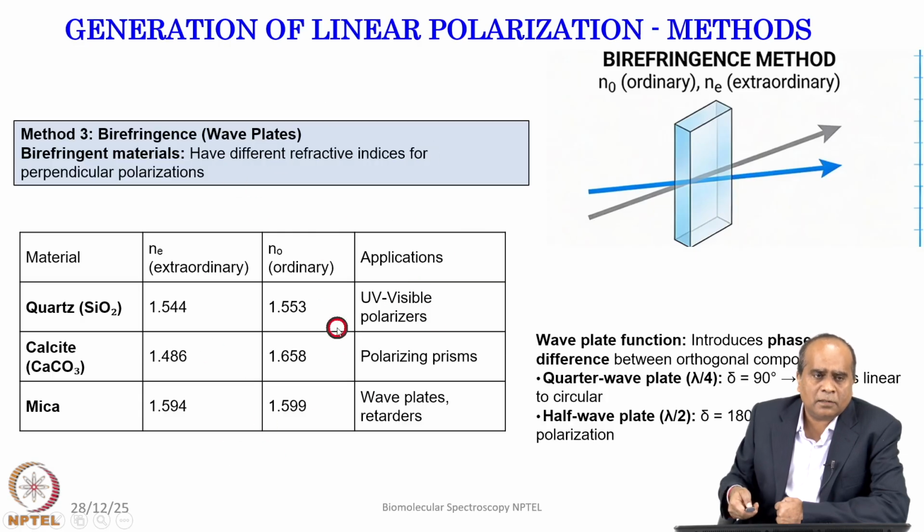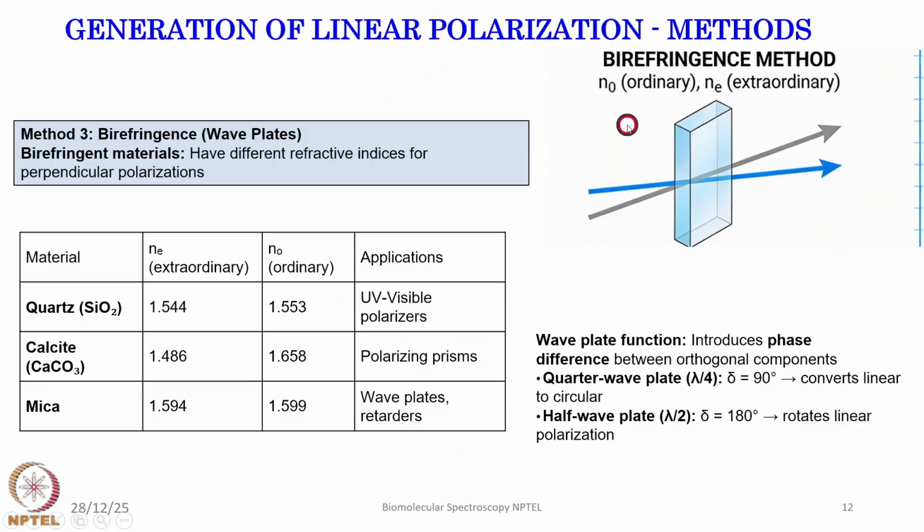So, here using quartz, like we already talked about quartz when we were discussing UV-visible or fluorescence, you have the UV-visible polarizer. In calcite you have a polarizer prism, CaCO3, and with a mica sheet we have a wave plate and retarder.